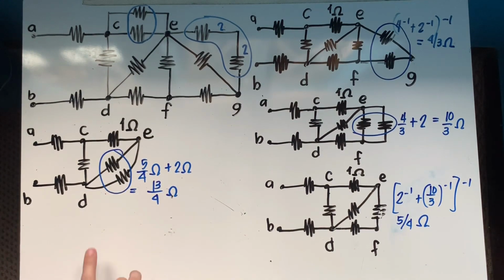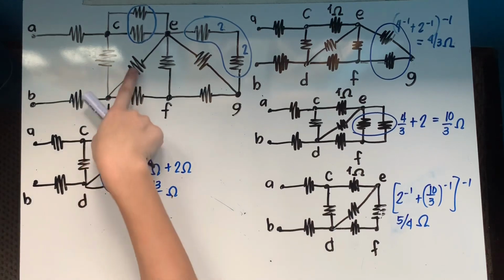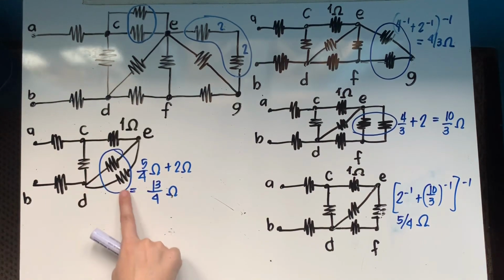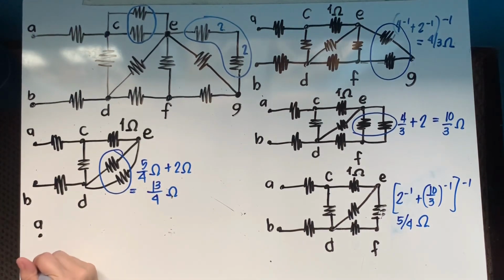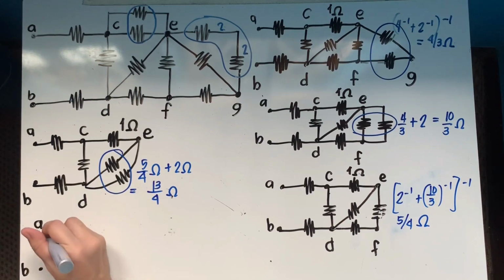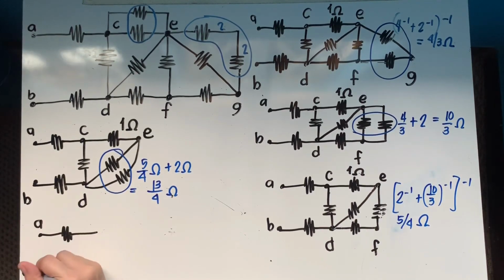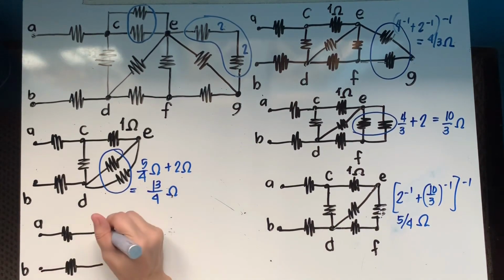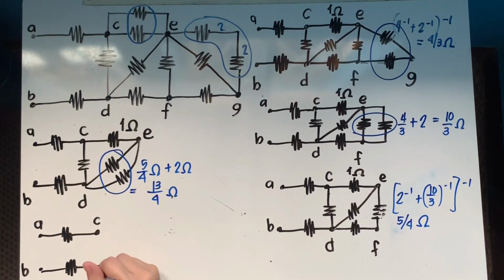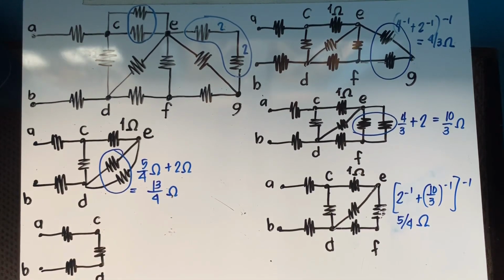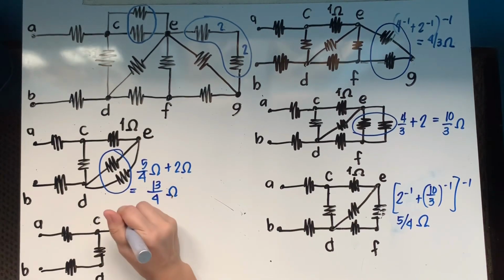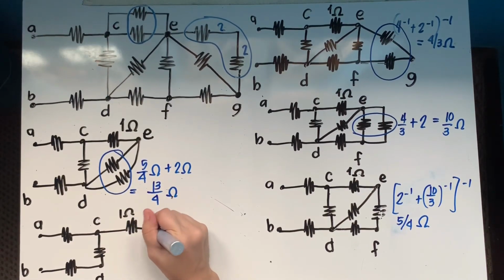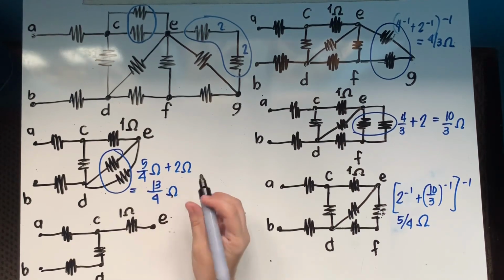Nino, parallel combination yun ni 2 ohms, di ba? Itong diagonal na to ay 2 ohms yan. And ni 13/4, yung na-solve natin kanina. So, i-redraw ulit natin. Ito ay magiging terminal A, terminal B, resistor, terminal C, terminal D, may resistor in between. Tapos, we have 1 ohm here. Tapos, you have your terminal E and D.